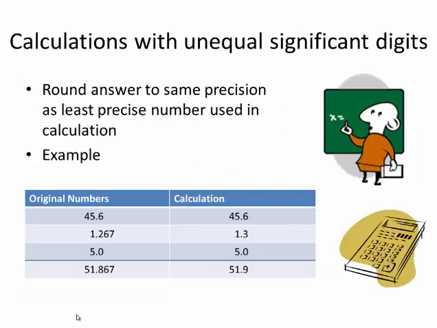Many times you will need to do some simple calculations with numbers with unequal significant digits. In these cases, the answer should be reported with the same precision as the number with the least precision. In the example given, the number with the least precision is the value of 5.0, which has a precision of tenths. The result of the sum should be given with the precision of tenths.